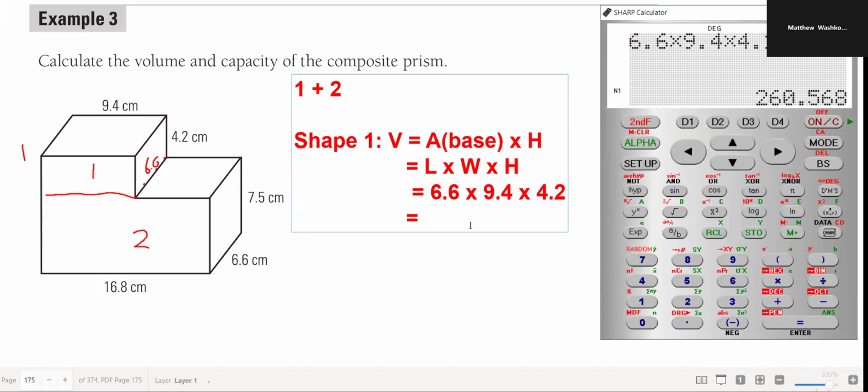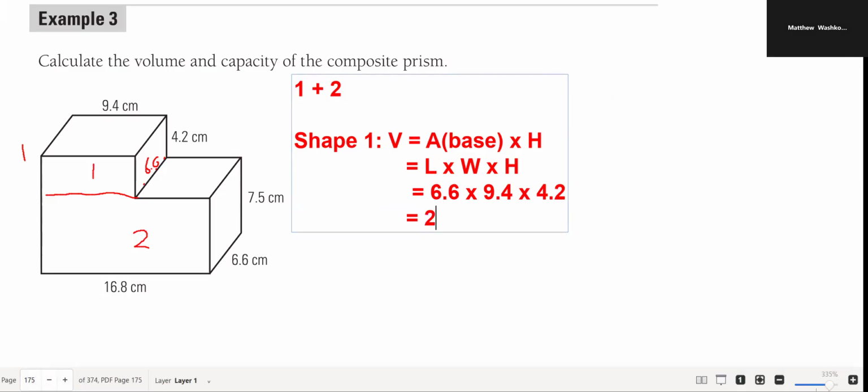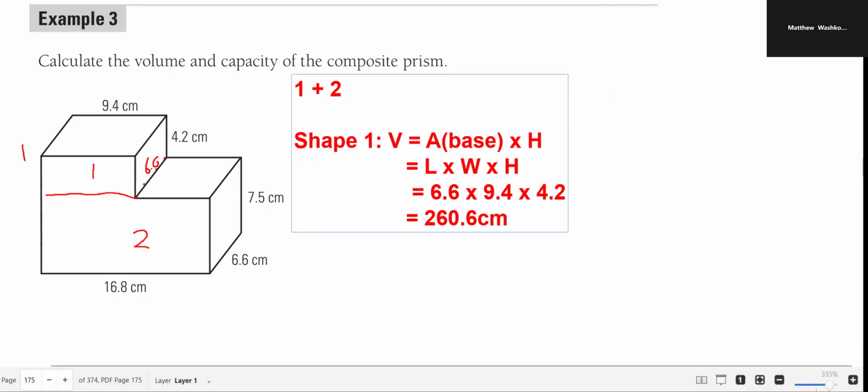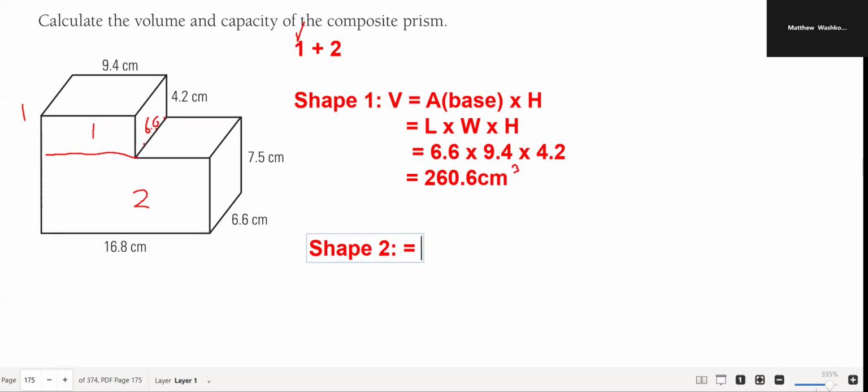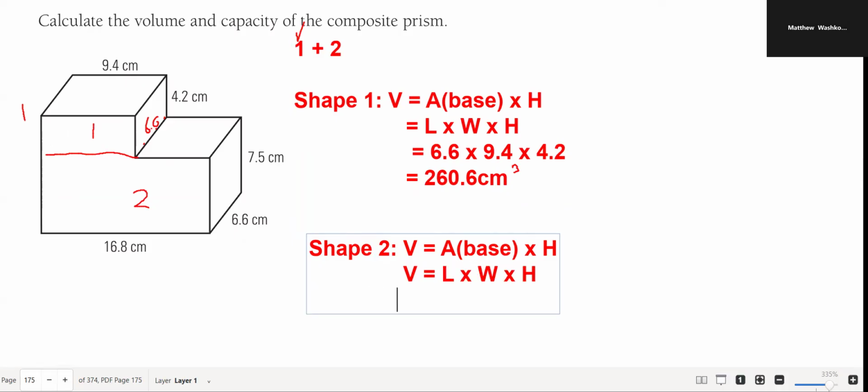You get 260.56, so 260.6. And what's the measurement? It's centimeters and it's volume, so it's cubed. So check, I've done that. Now let's go off and do shape two. Now, what is shape two? It's a rectangle, a rectangular prism, right? So I'm still going to stick with that same formula, which is volume is equal to length times width times height. What's my length of shape two? We'll go with 16.8. What's my width? 6.6. What's my height? 7.5.